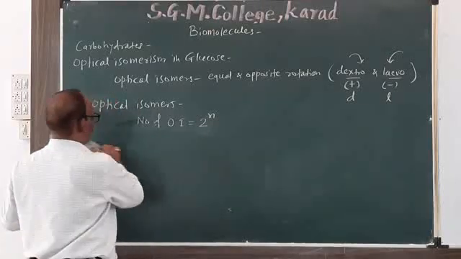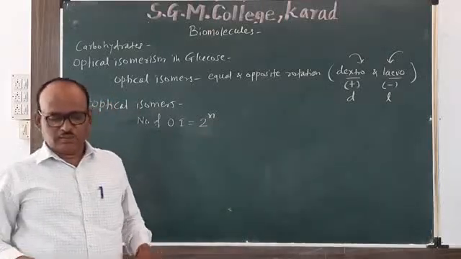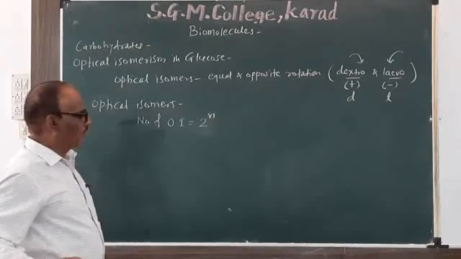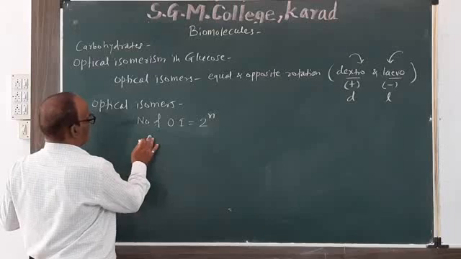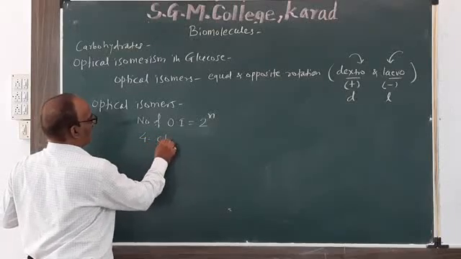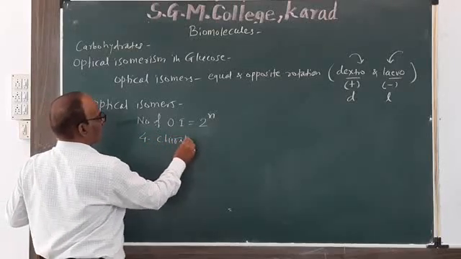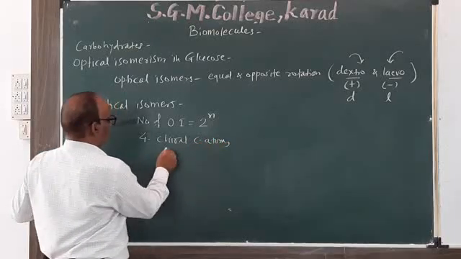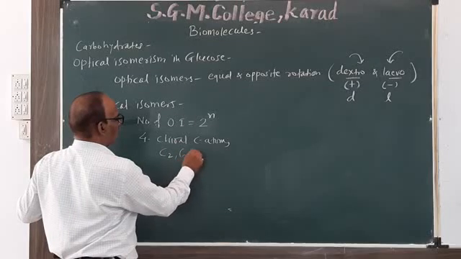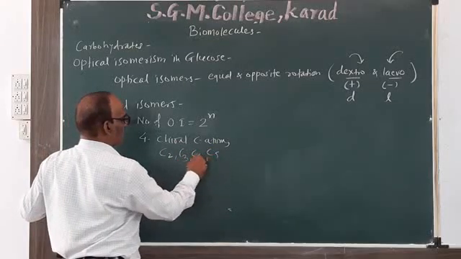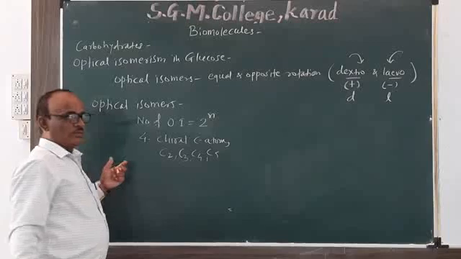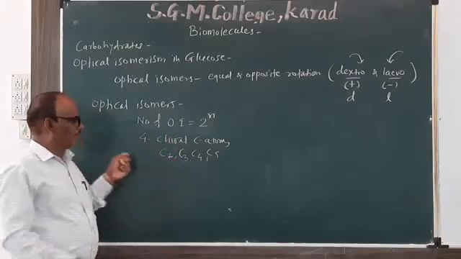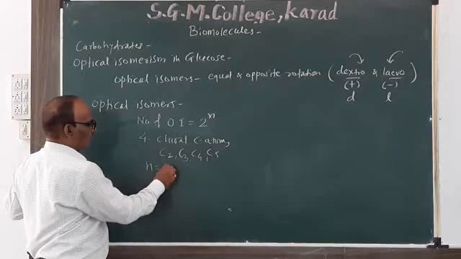By using the same formula, we can calculate the optical isomers of glucose. The structural formula of glucose we know. In glucose there are 4 chiral carbon atoms, at carbon number 2, 3, 4 and 5. In the open chain structure we have studied that glucose contains 4 chiral carbon atoms. So here the value of n is 4.